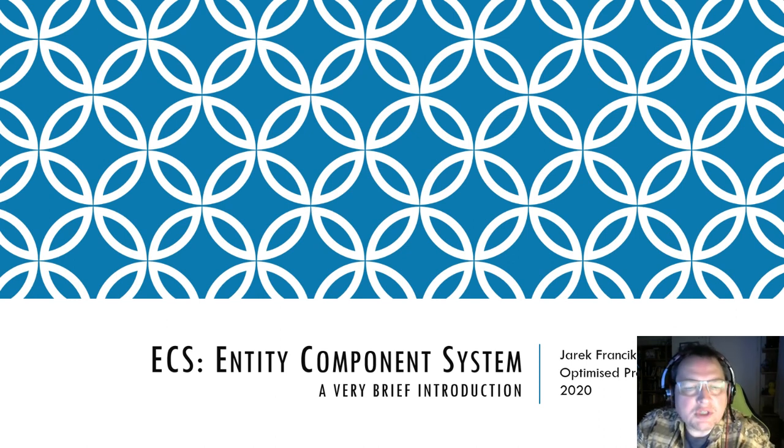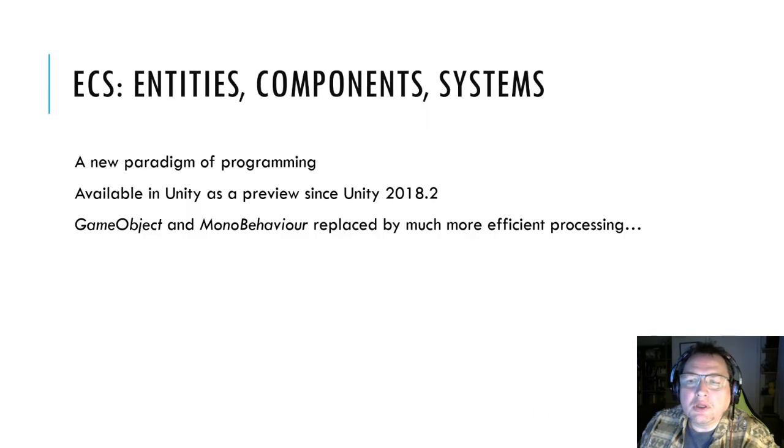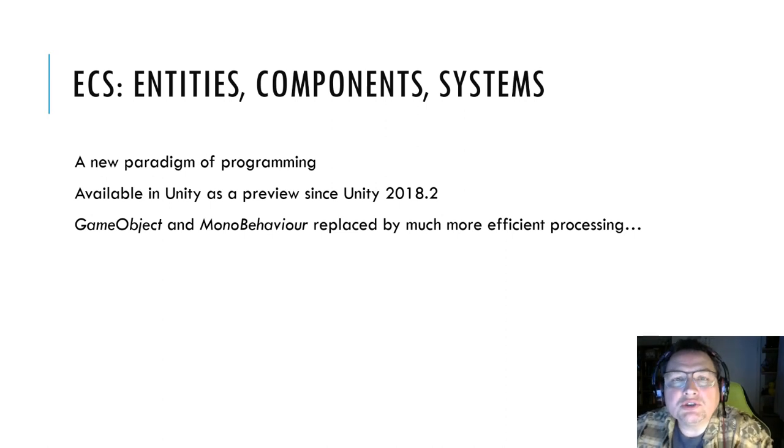The topic of the session is ECS, Entity Component System, a completely new programming paradigm introduced to Unity from version 2018.2. This is basically replacing the traditional processing and computing model based on game objects and the MonoBehaviour class with something that is significantly more efficient.